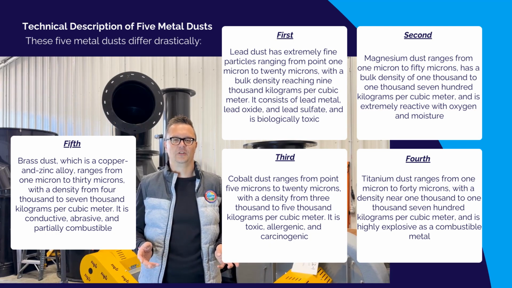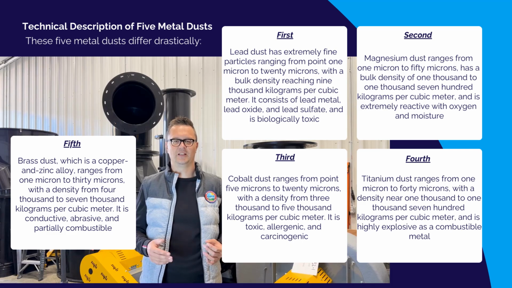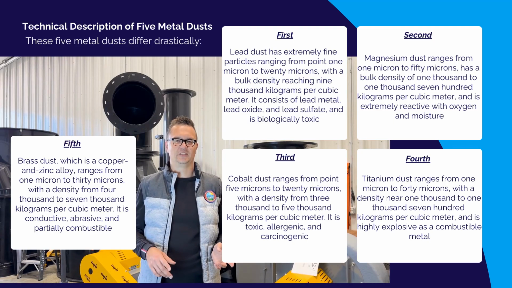Third, cobalt dust ranges from 0.5 microns to 20 microns, with a density from 3,000 to 5,000 kilograms per cubic meter. It is toxic, allergenic, and carcinogenic. Fourth, titanium dust ranges from 1 micron to 40 microns, with a density near 1,000 to 1,700 kilograms per cubic meter, and is highly explosive as a combustible metal. Fifth, brass dust, which is a copper and zinc alloy, ranges from 1 micron to 30 microns, with a density from 4,000 to 7,000 kilograms per cubic meter. It is conductive, abrasive, and partially combustible. 5 metals. 5 completely different engineering challenges.